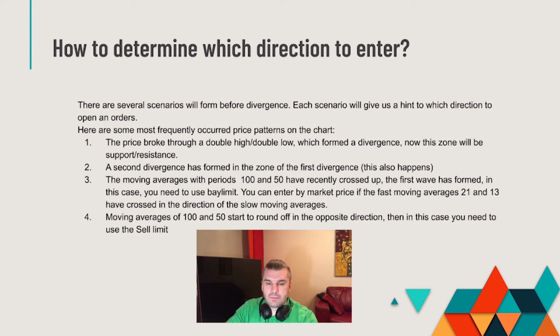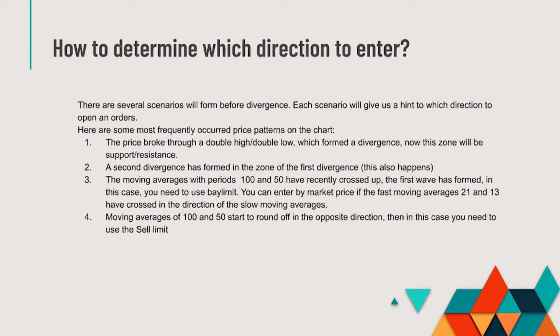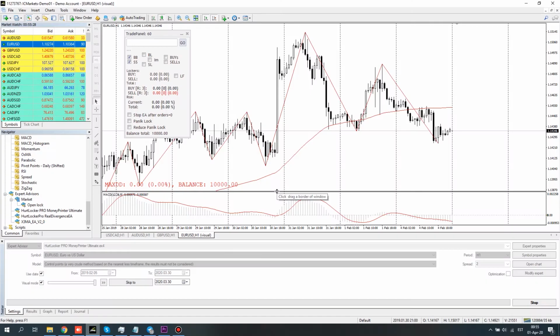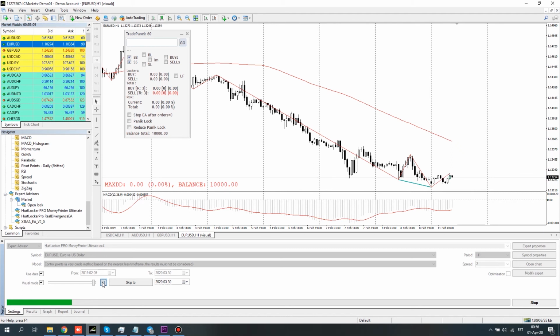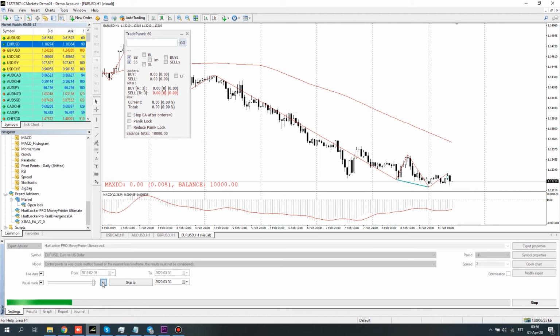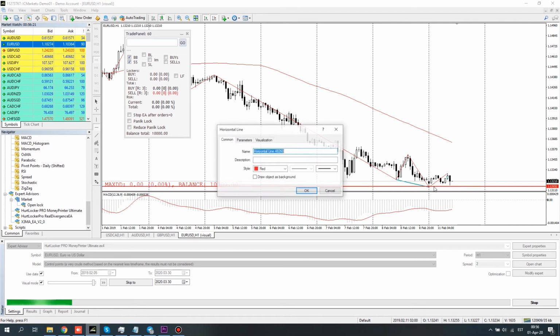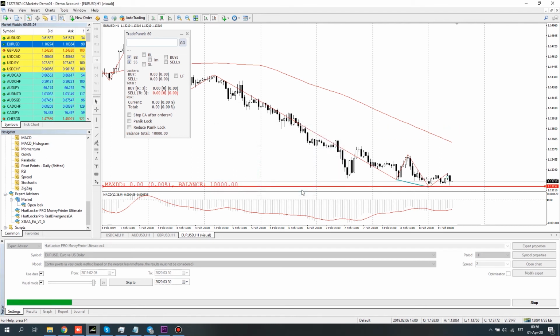Third, let's find out whether we will find double highs or double lows that form a divergence, and whether this zone will change from support to resistance and from resistance to support. Here is EURUSD, and I will use my expert advisor to find a divergence. So here is the first divergence that my expert advisor found, and now we need to set the support zone on the maximum of the divergence, and let's see what happens next.